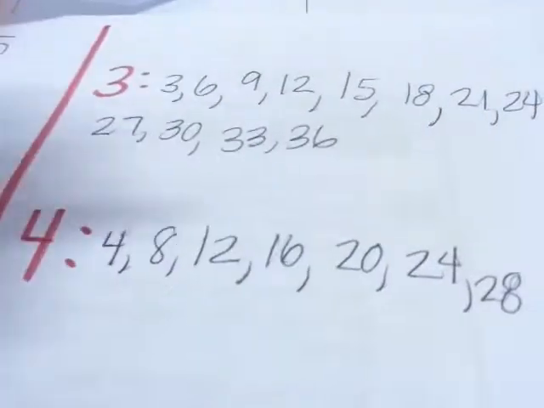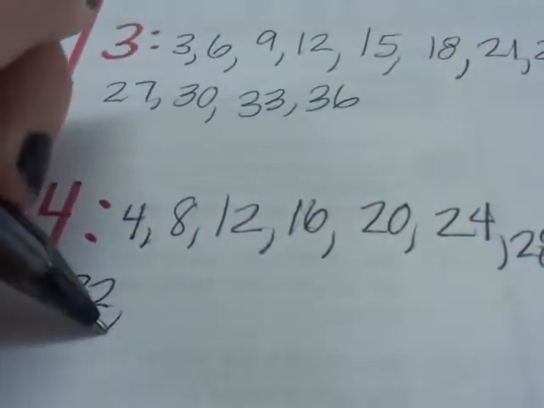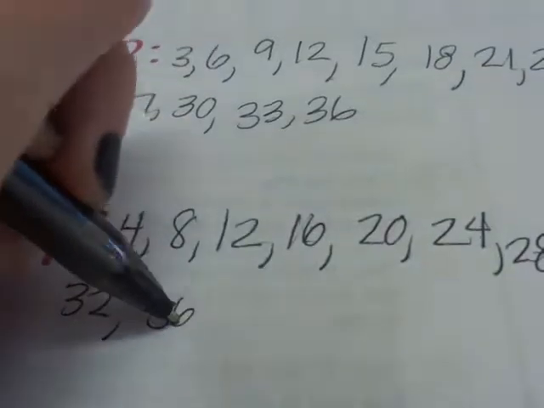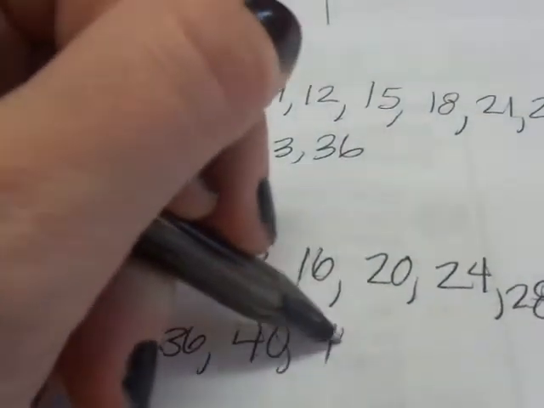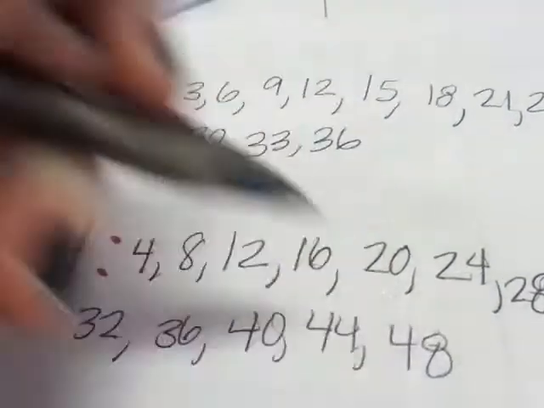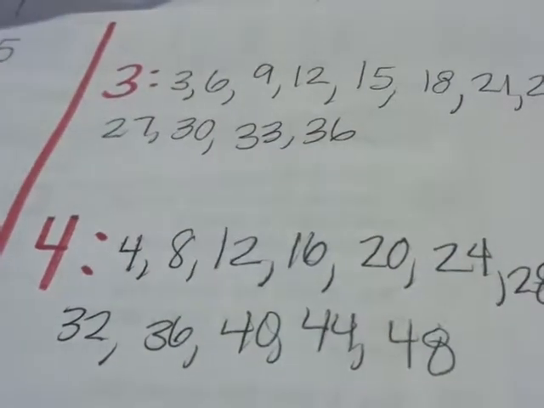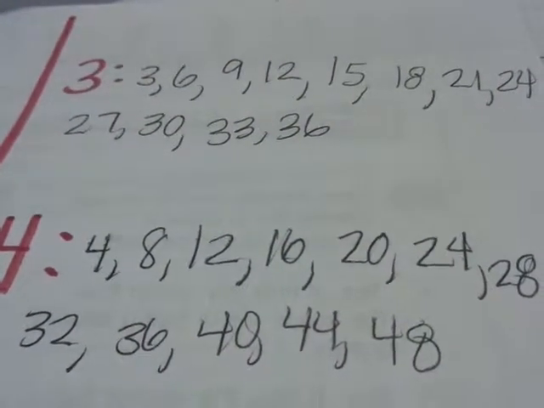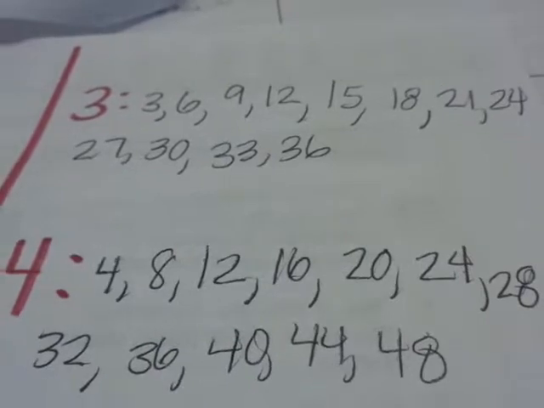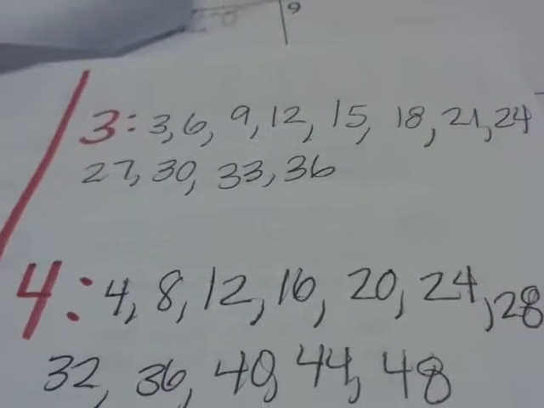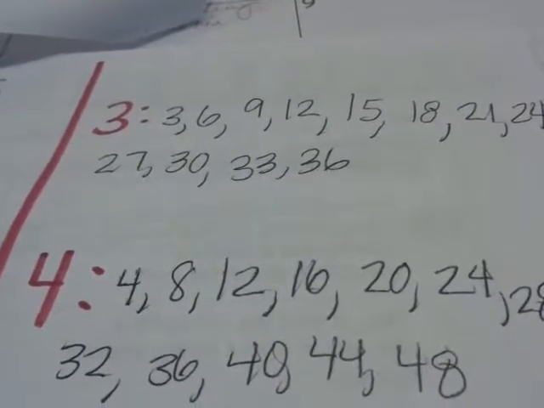Now we're going to skip count by 4s. 4, 8, 12, 16, 20, 24, 28, 32, 36, 40, 44, 48. So now we're going to look at this list and figure out what is listed in both of these numbers. So what's the numbers that they have in common?